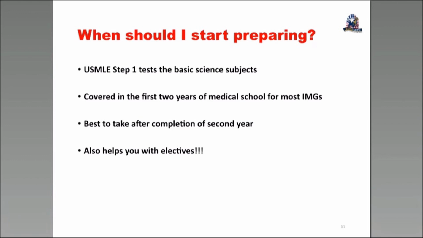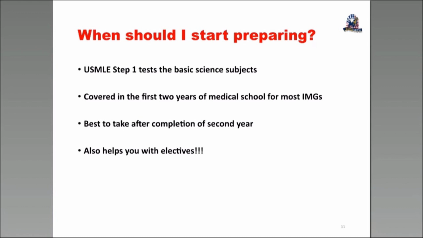Now as you may have seen from the subjects, Step 1 will test you on the basic sciences subjects, and these are covered in the first 2 years of college, medical school, MBBS, etc. for most international medical graduates, or IMGs. The best way, of course, is to take the exam immediately or as soon as possible after you've completed the second year. That's because the concepts may still be fresh in your mind.